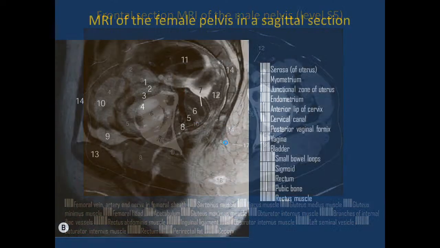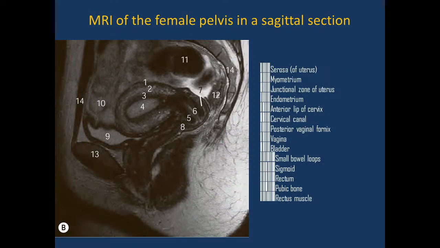These are male organs. Female pelvis in sagittal section. You see number 13. This is a pubic bone. Here urinary bladder with a small amount of urine, and this is number 4 uterus here, and cervix of uterus. It is very well visible here. Vagina number 8, vagina, and rectum here.